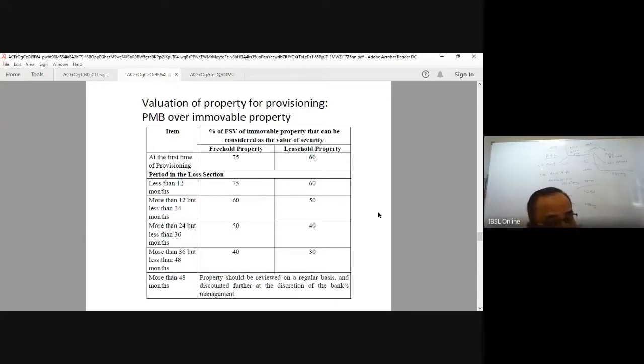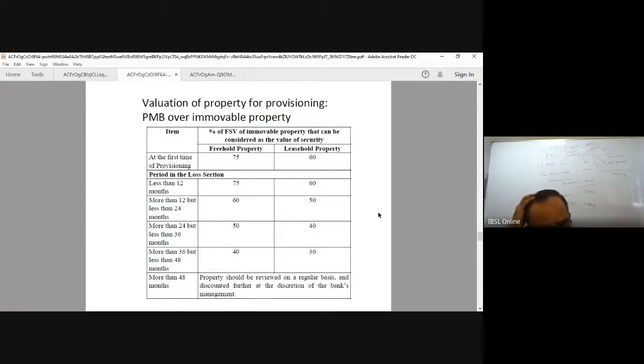So this percentage will vary between freehold property and leasehold property. If it is a leasehold property, the percentages are a little lower than what you will take for a freehold property. So for leasehold property, in place of 75% for the first-time provisioning, it is 60% only you will take. So it will be 60%, 60%, 50%, 40%, 30%, like that it will reduce. And if it is more than 3 years, less than 48 months, you are taking only 30% in the loss category.